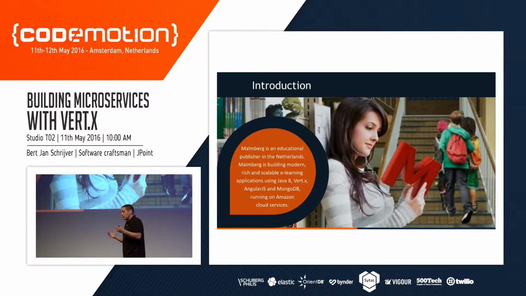These are fairly modern applications. We're using Java 8, Vert.x, MongoDB, AngularJS. Everything is running on the Amazon cloud in Ireland, so we actually have no idea where our servers are, somewhere across the pond in Ireland. And we have a fairly modern and skilled set of development teams there. There are 10 teams building different applications, all in the educational domain.